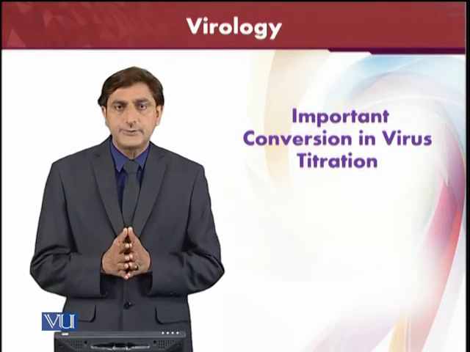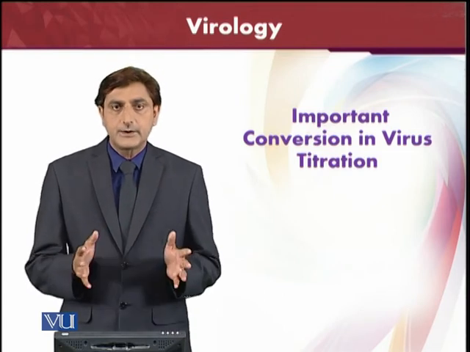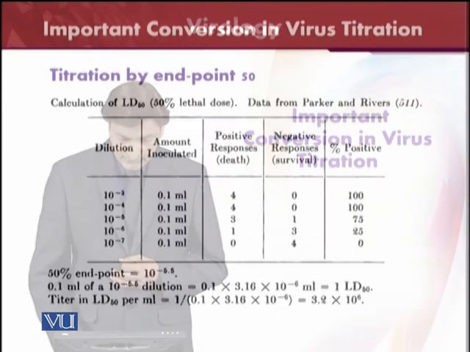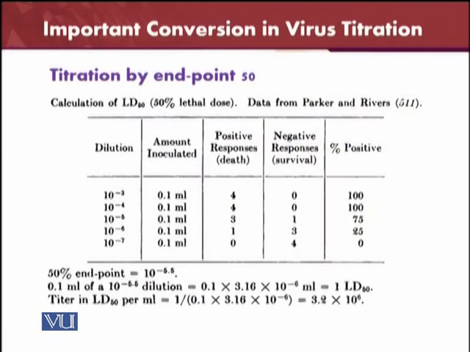We will see what kind of conversions are needed in the titration to get the final concentration of virus. For example, titration by endpoint 50. Endpoint 50 is also the Reed and Muench method. Here, in this example, we will see the calculation of the lethal dose 50, and the data has been taken from the experimental research of Parker and Rivers. We will see how to calculate it and the different conversions needed for the titration.